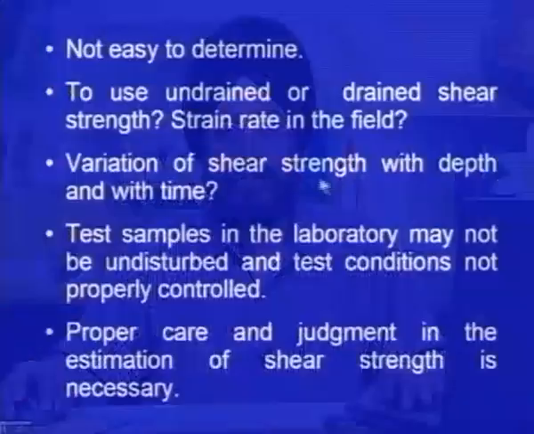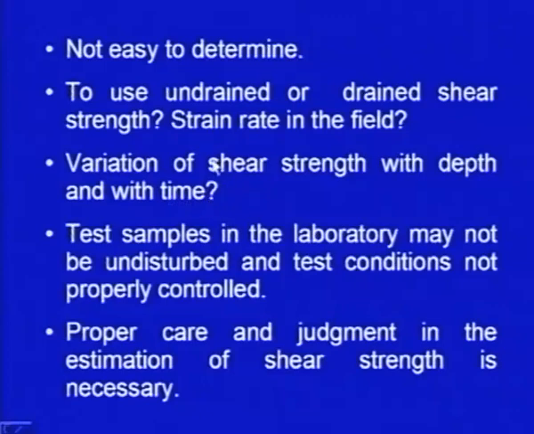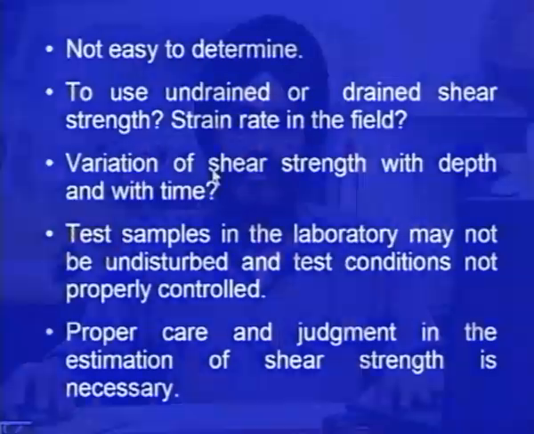Then variation of shear strength with depth and time. In most of the analysis which we will be discussing, we will be taking these shear strength parameters to be constant throughout the soil mass. We will be treating the soil mass to be homogeneous as well as isotropic. Homogeneous means the properties are same at different points, and isotropic means properties are same in different directions. So, these conditions are not actually true for real field conditions.